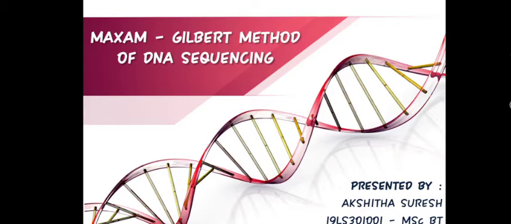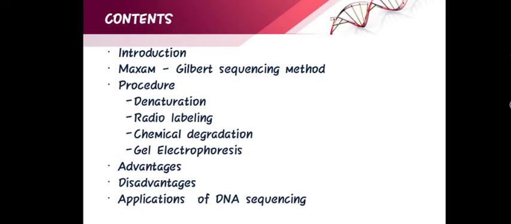In this video, I'll be talking to you all about the Maxim and Gilbert method of DNA sequencing, which is also known as the chemical method for DNA sequencing. I'll be giving you a very brief introduction about DNA sequencing and then talking to you all in detail about the Maxim and Gilbert method. I'll cover the procedure, advantages, disadvantages, and the applications of this method.